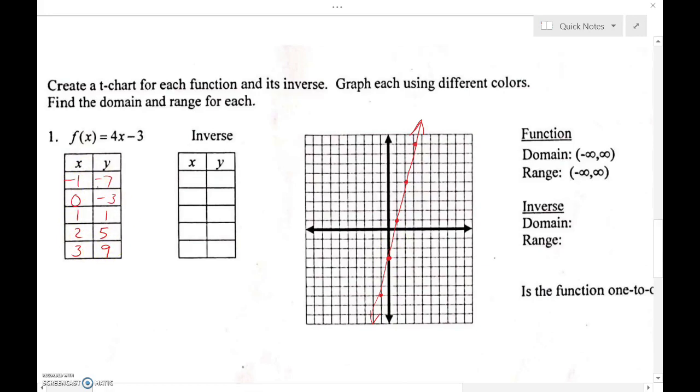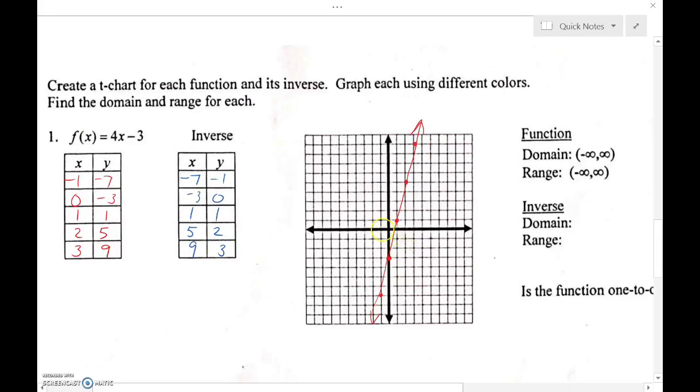So then what we've talked about is that the function's inverse is going to switch the x and the y values. So let's just fill in this table real quick. So now we would have -7, -1, -3, 0. And all I'm doing is swapping the x and the y values, 5, 2, 9, 3. And those 5 points are what we're going to graph for our inverse function.